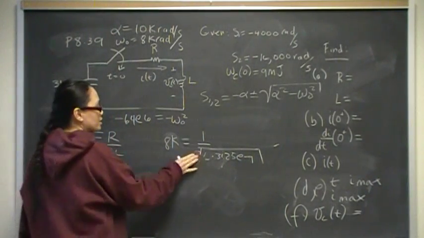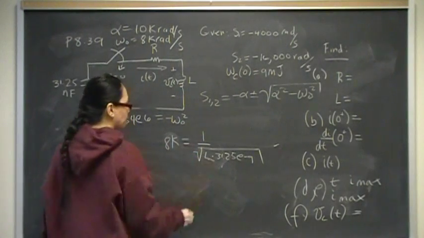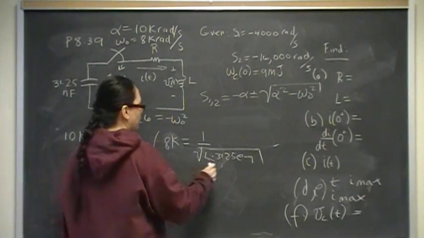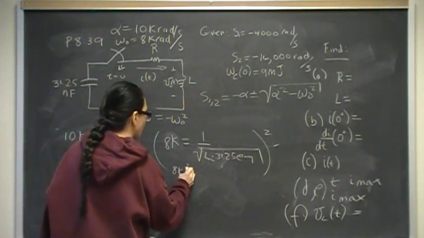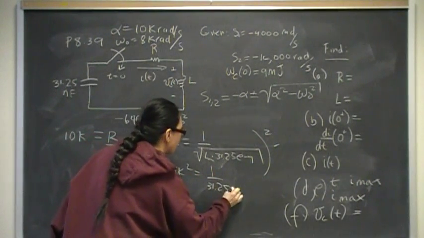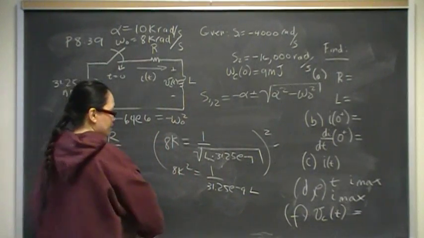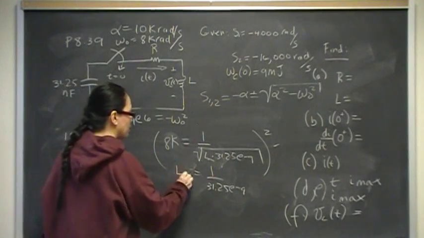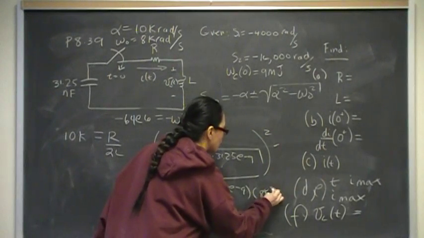So swap the places for L. Well, you can't exactly perfectly do that, but you can square both sides. Get rid of it. So we have 8K squared is equal to 1 over 31.25 E minus 9 times L. Now we can swap the places of L and 8K squared. L goes here, and in the denominator we have 8K squared.